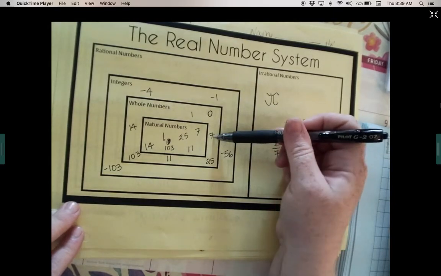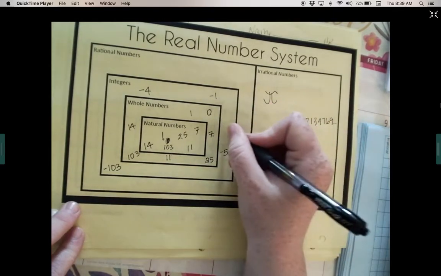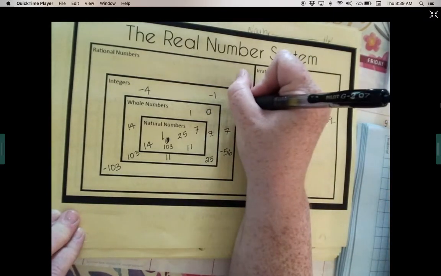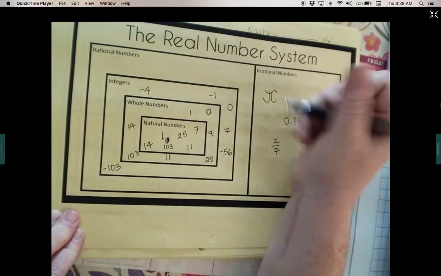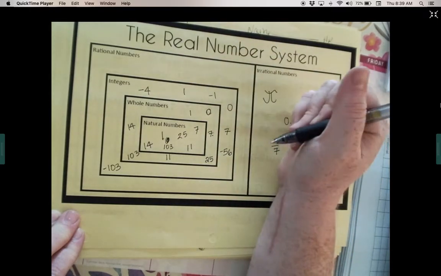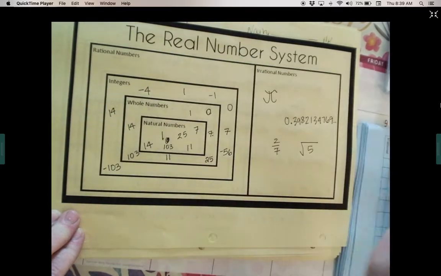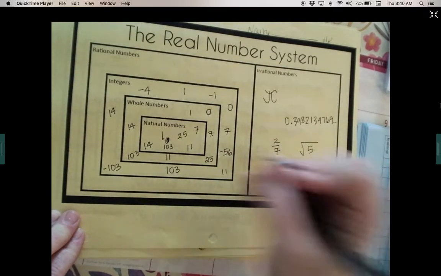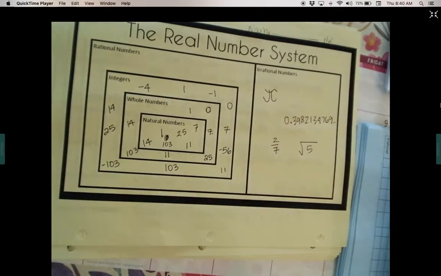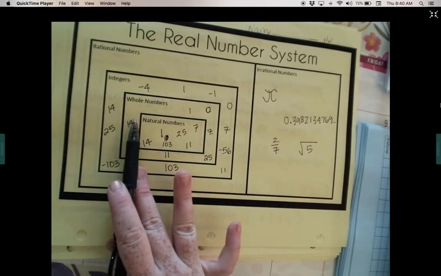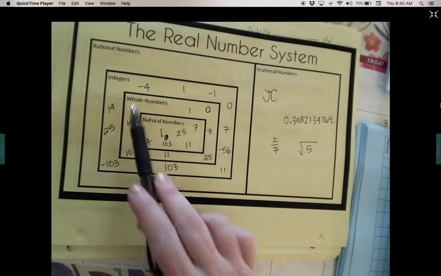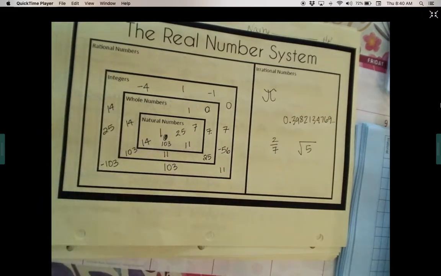Is 7 an integer? Yes, because it can include negatives. It doesn't have to. Is 0 an integer? Yes. Is 1 an integer? Is 14? 103? 11? 25? Okay. So, integers include whole numbers and they include natural numbers. So, if it's a natural number, it's also a whole number and it's also an integer. If it's a whole number, it's also an integer.